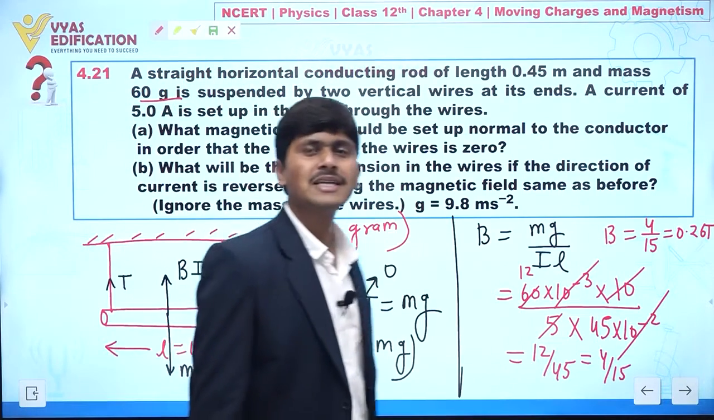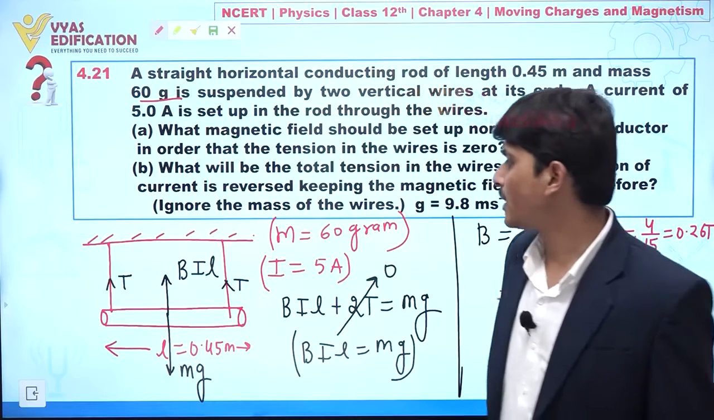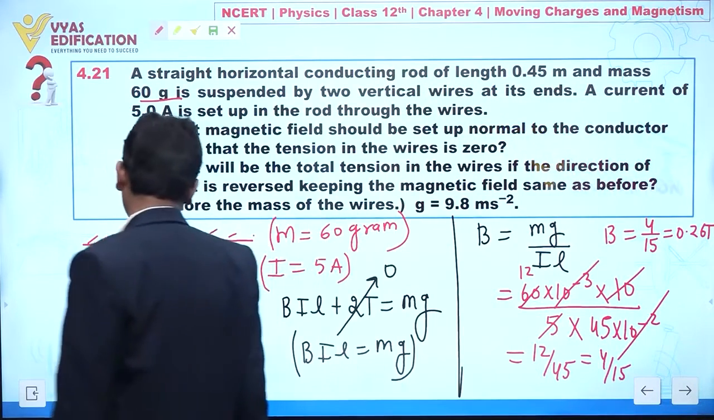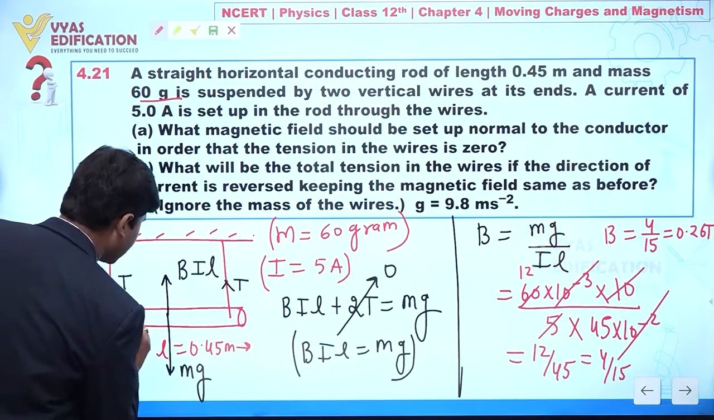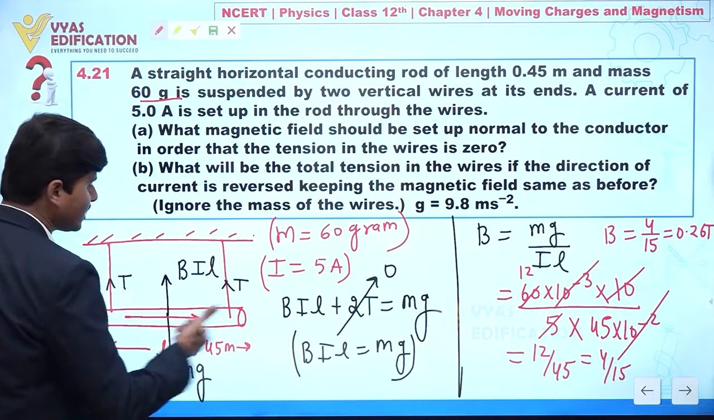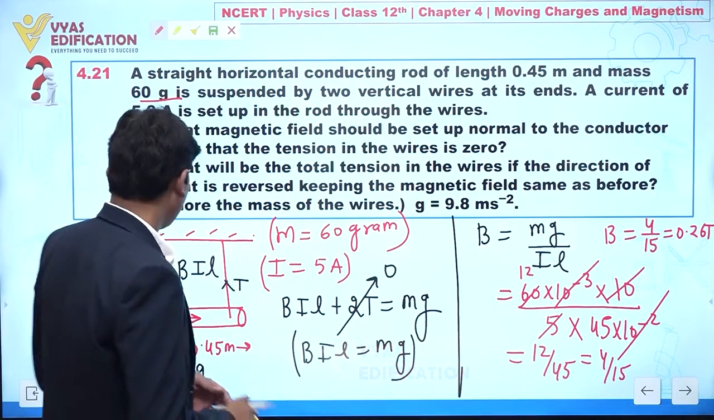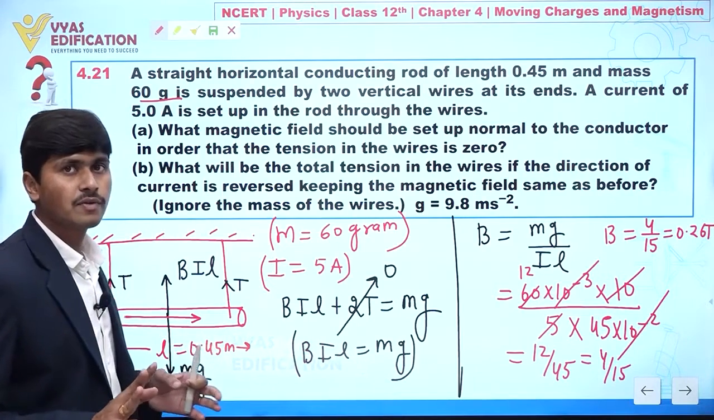But the important part is, what is the direction of this magnetic field? Let's suppose I am assuming the current flowing in this conductor is in the right direction. Now listen carefully to what I am saying.